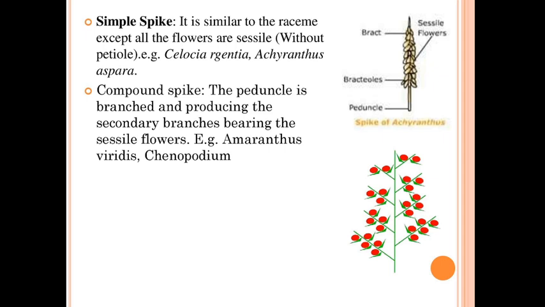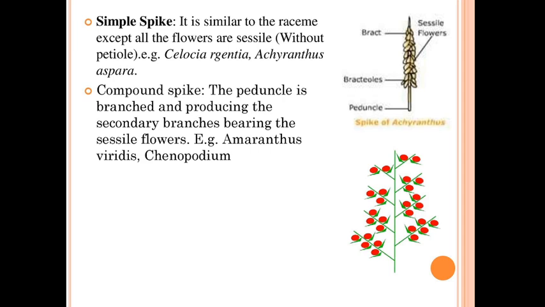Next type of racemose inflorescence is simple spike. Now, simple spike again is similar to the simple raceme. The only change or the only exception being that the flowers here are not pedicellate. All the flowers are sessile.